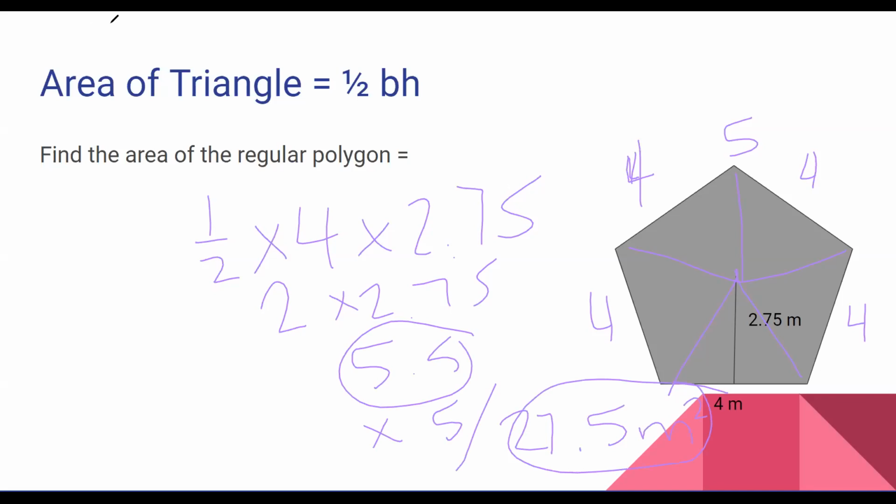Essentially, the number of triangles that you have is going to be the number of sides of the shape that you have. So it's really just finding the area of a triangle and then multiplying it by the number of sides. And that should help you answer number 6 on your homework.